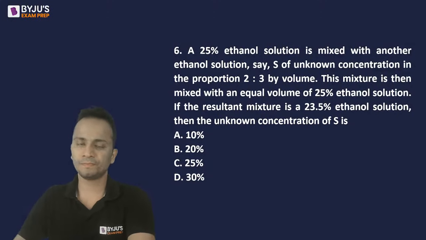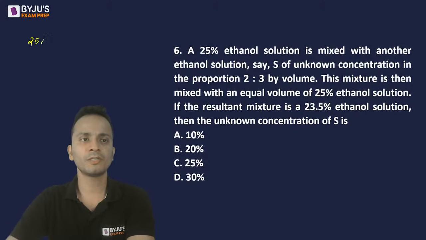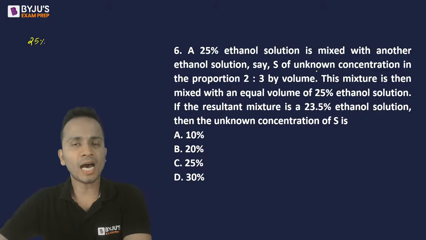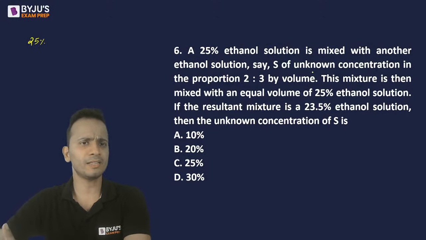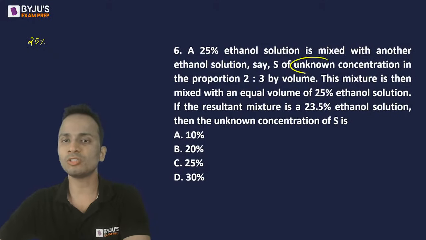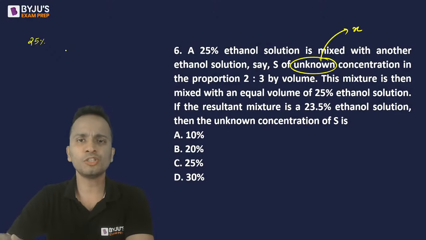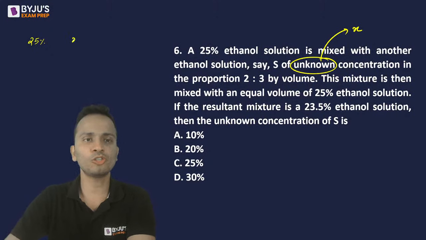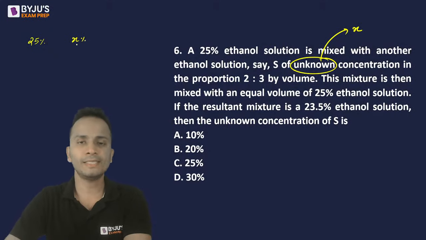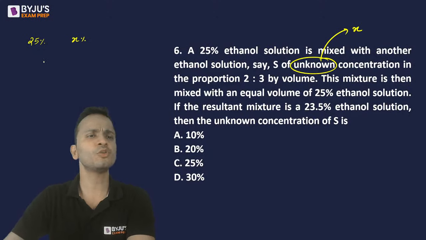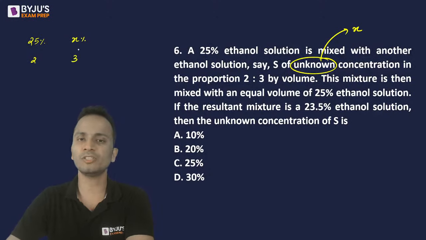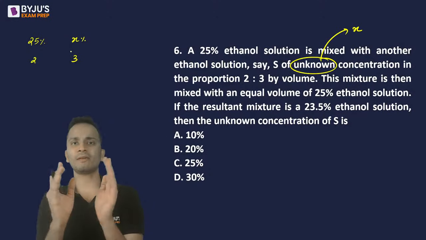Okay, let's have a look at it. First of all, 25% ethanol solution is taken, and it is mixed with an unknown solution. Again, it's another ethanol solution, but its concentration is unknown. So I'll assume that this unknown concentration is equal to x. So 25% ethanol solution is mixed with another solution whose concentration is x, and the ratio in which they are mixed is 2 is to 3. So I'll assume that 2 liters of the first 25% is taken and 3 liters of the second one is taken, and they are mixed.